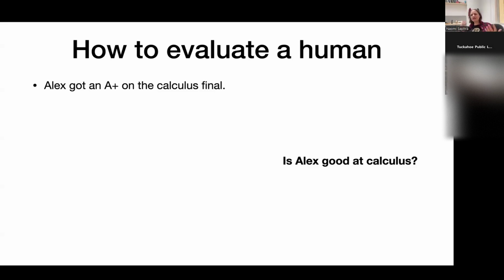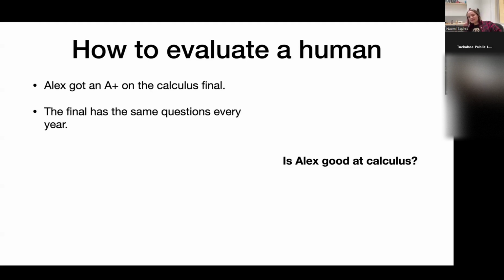Because a lot of the time with language models, what we want to know is, does this model actually know anything about what it's telling me? Is it giving me the right answer? And for a human, it's quite easy to know when a human is going to give the right answer. A human is able to give you the right answer for calculus questions when they know calculus, when they have their intuitions and they've learned the rules, right? So if a human gets an A plus on a calculus final, for instance, then we would say that human, Alex, let's say, is good at calculus. That's a pretty good evaluation for a human.